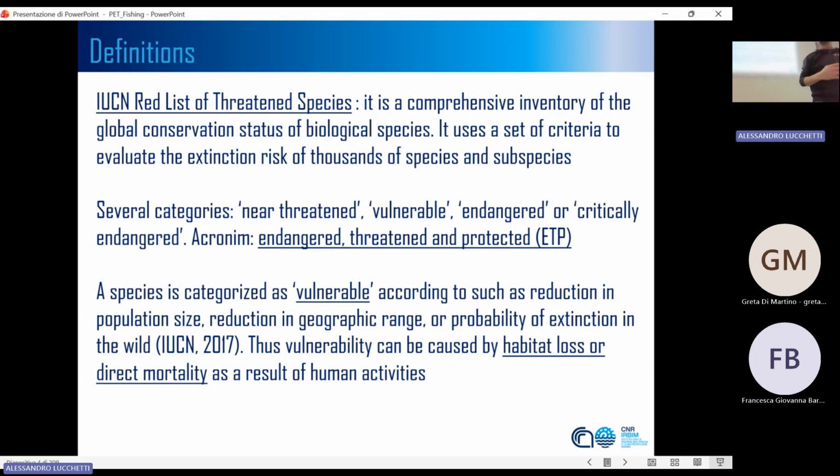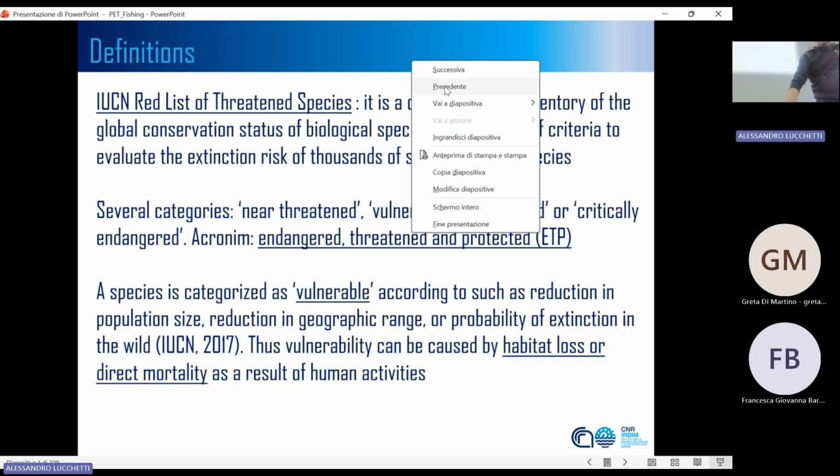There are tables where you can find how they assign this specific category. But to be honest, sometimes the assessment is quite old for certain species. And you can find some species that you believe are strongly protected, instead they are categorized as vulnerable in this list. So you have to take this red list with caution.